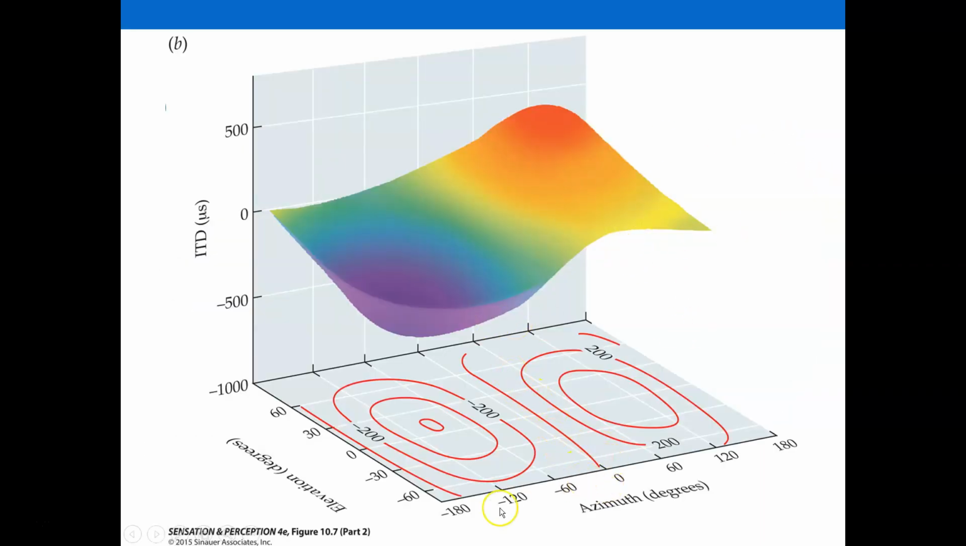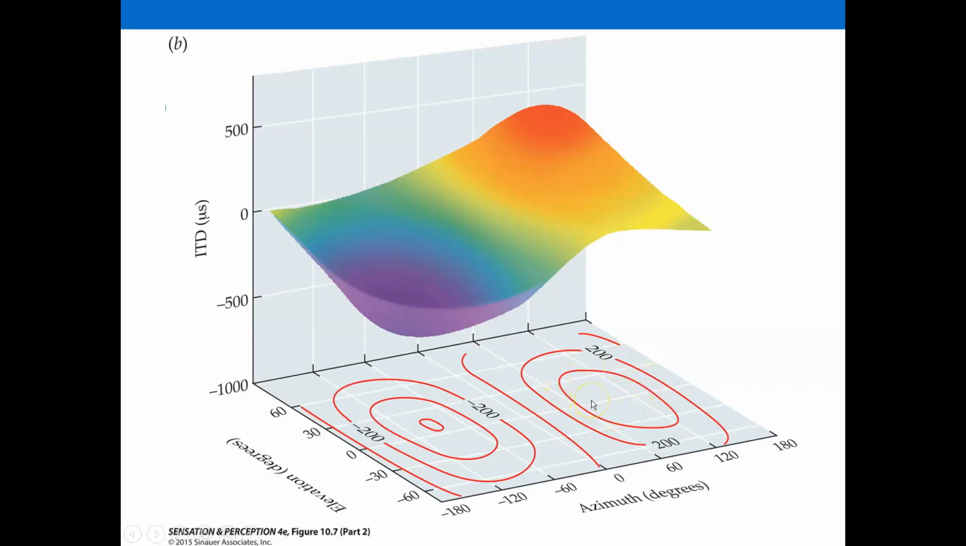Right here, you can see in this three-dimensional space, we have our azimuth. Here we have 0 degrees at the center of the head. Here we have 60 degrees, 120, and 180. So that's the back of the head on the right side. And over here we have the left side of the head. Now, these red lines are areas around the head that will evoke the exact same ITD or ILD.